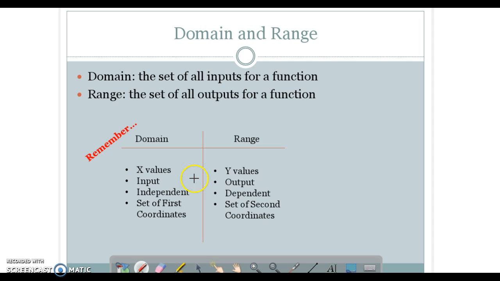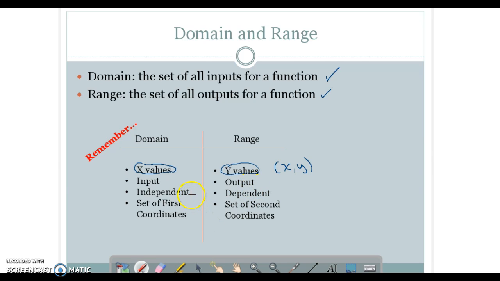So yesterday we talked about domain, the set of all inputs for a function, and range, the set of all outputs for the function. Now there are a lot of different names for domain. Sometimes it's just called the x value, and the range is the y value, and you'll see that in a set of ordered pairs like x comma y. Sometimes you'll refer to the domain as the input, the value that you plug into the equation, and the output, the range, is the value that comes out.